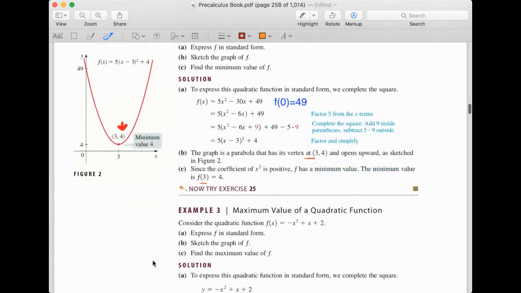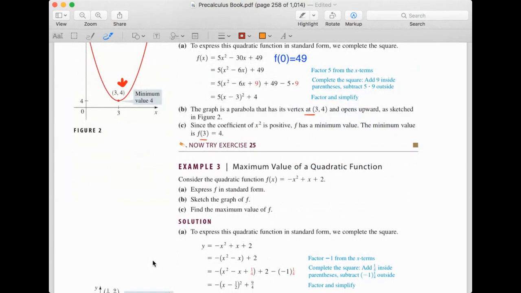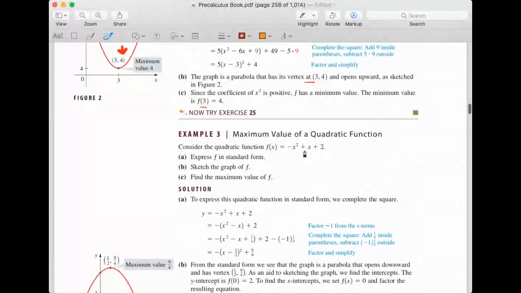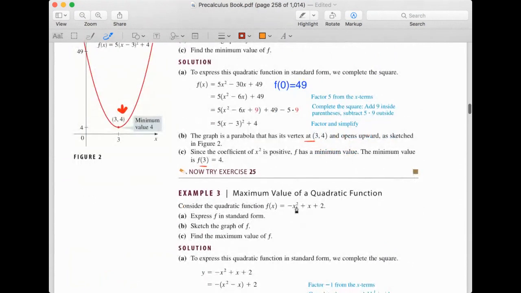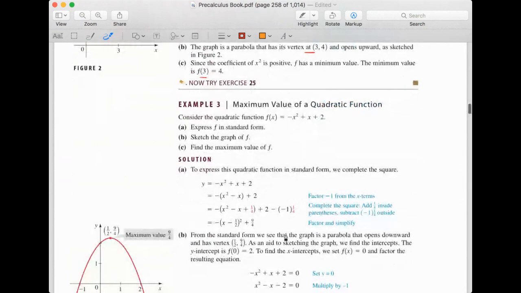Okay, let's see example 3. In example 3, we want to find the maximum value. We want to do the same thing. We want to write f in vertex form. We want to sketch f. We want to find the maximum value because this is a downward parabola. How can we tell downward or upward? By the number before x squared. If the number before x squared is positive, in this case it's 5, it goes upward. If the number before x squared is negative, it goes downward. Because the number before x squared here is -1, it's a downward parabola.